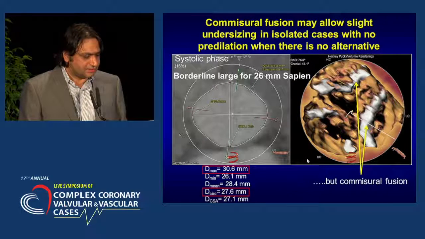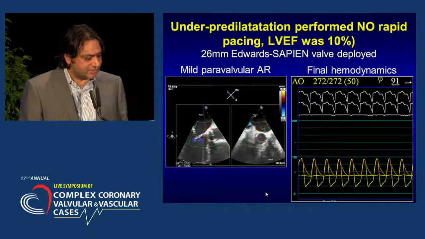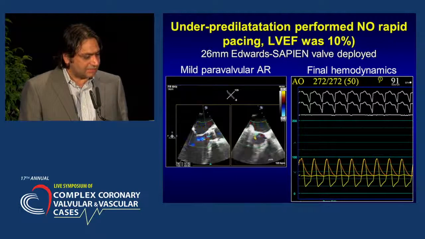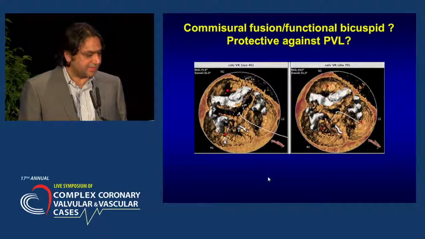So here is a case where we didn't have a 29 millimeter valve. It was borderline large. But what we did here was, because the commissures are fused, we went ahead and did no predilatation and used a 26 valve loaded up with an extra cc and a half, and actually got this case done. The ejection fraction here was actually almost 10%, and you can look at the hemodynamics, they're quite satisfactory.